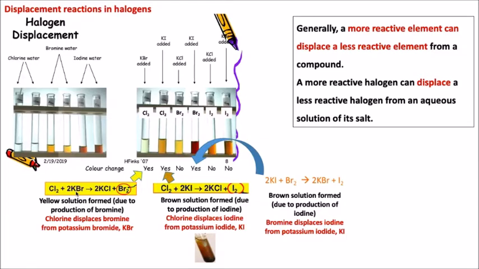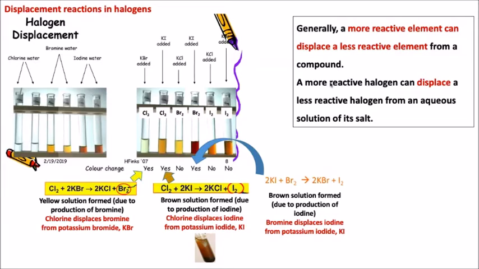The reason why this reaction takes place is this. Now look on the right-hand side towards the top, and I've put a reasoning over there. I'll come back to what I was talking about. In general, a more reactive element can displace a less reactive element from a compound. So if you have a more reactive halogen, then that more reactive halogen can displace a less reactive halogen from an aqueous solution of its salt.